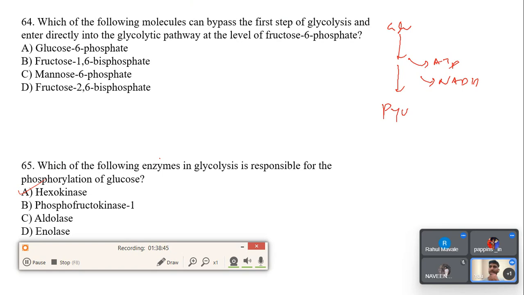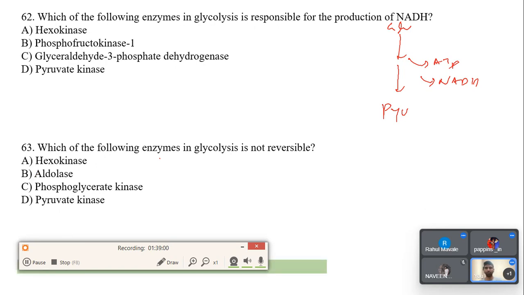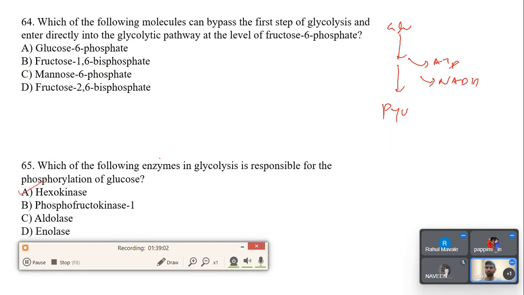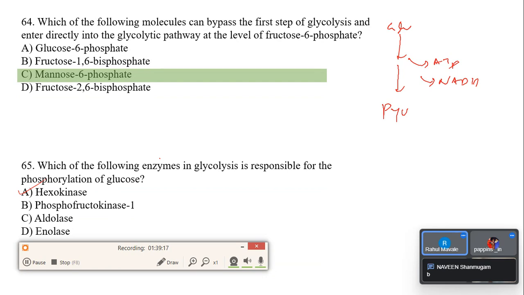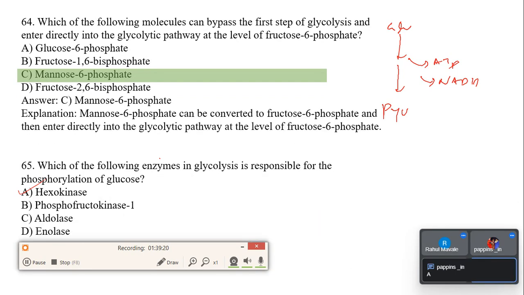I need to prepare some interesting questions. Which of the following molecules can bypass the first step of glycolysis and enter directly into the glycolytic pathway at the level of fructose 6 phosphate? Can anyone answer this one? It's D, mannose 6 phosphate.